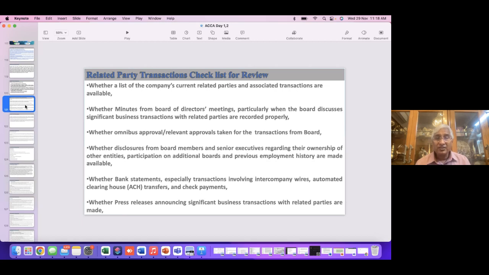Whether bank statements, especially transactions involving intercompany transfers, automated clearinghouse transfers, and check payments.